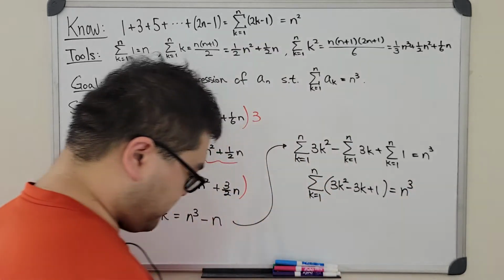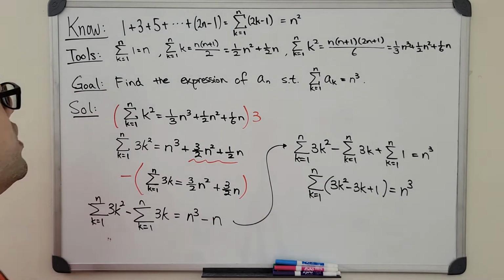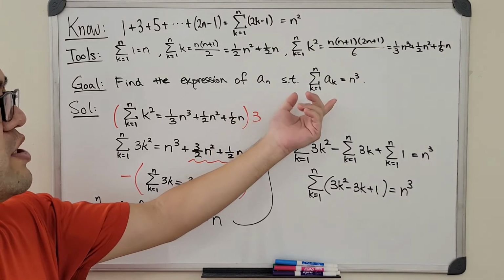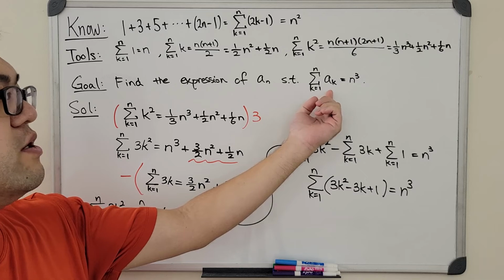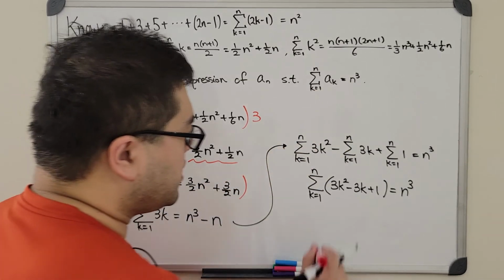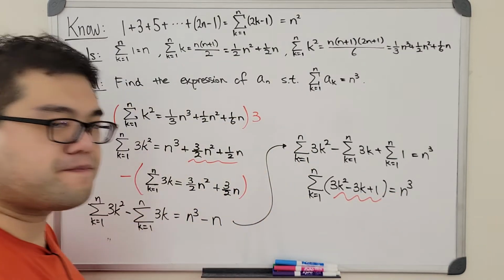And therefore, what is the expression of the a_n-th term? Of course, in terms of n, such that the sum of the first n terms is going to give us n cubed. This is what we have.